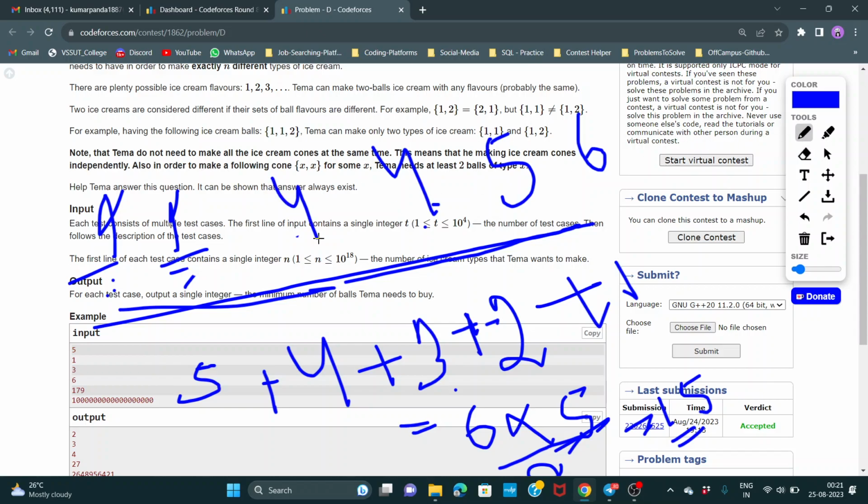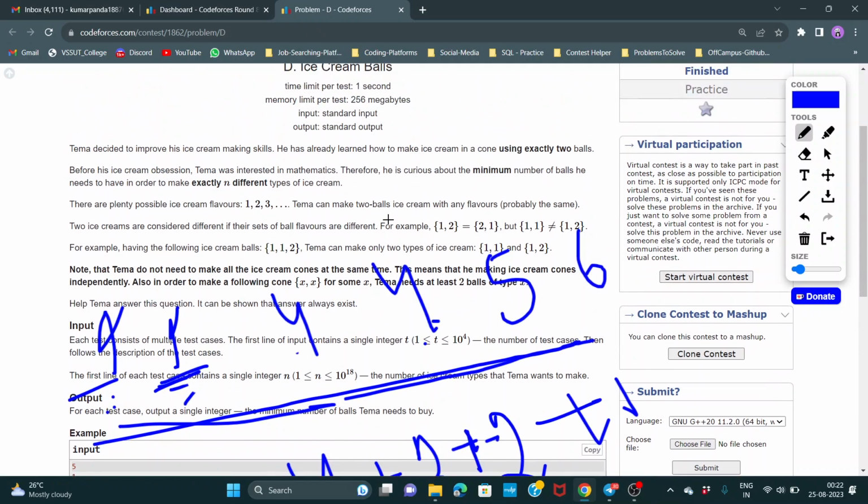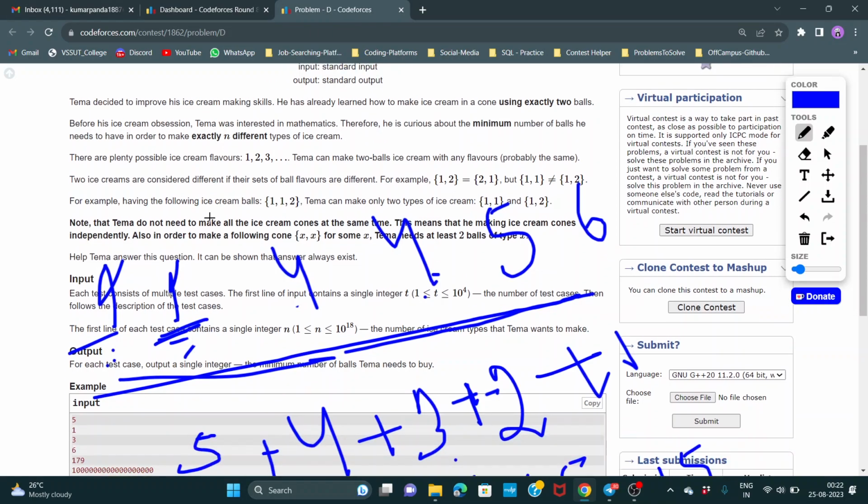Actually, what does it mean? You can consider this as a single ball, this is a single ball, this is a single ball, but here we are distinguishing the balls by flavor. These two balls have the same flavor, these two balls have the same flavor. So what I'm trying to say is, if you have more than one ball of the same flavor, then you are going to decrease the number of ice creams. That is my point.